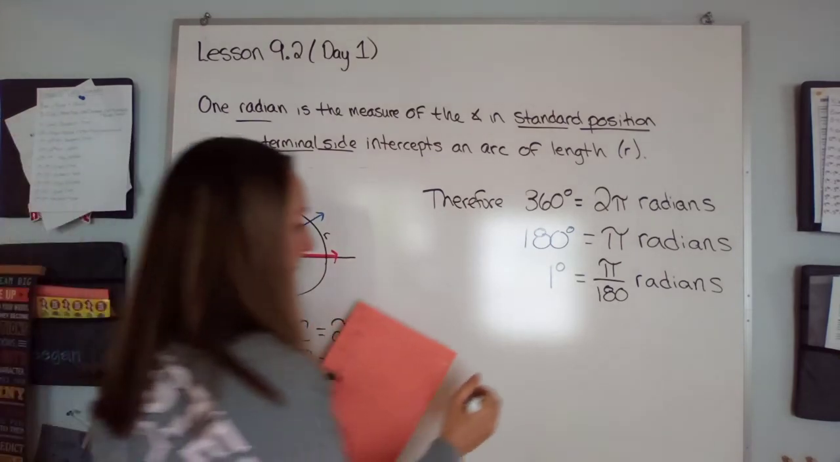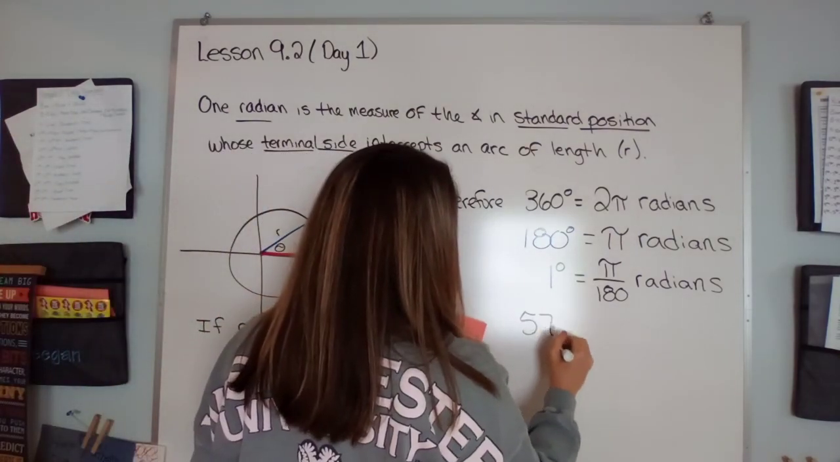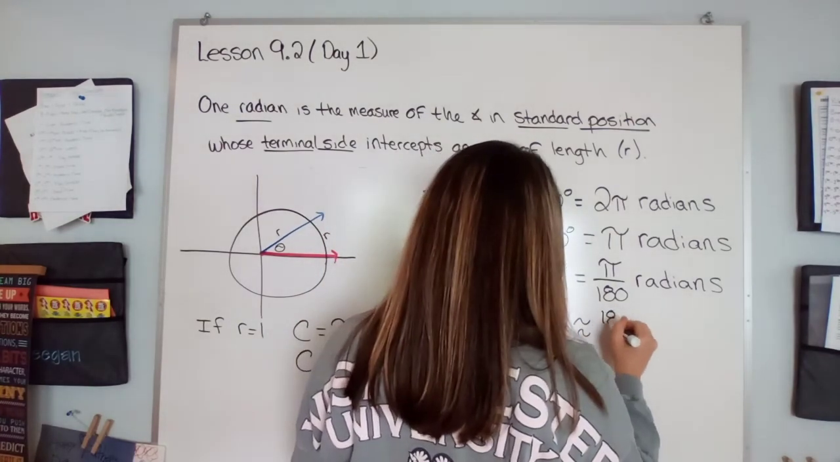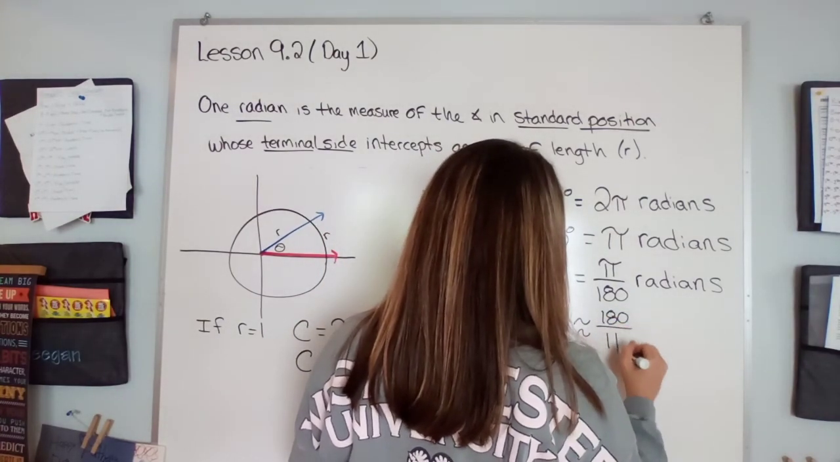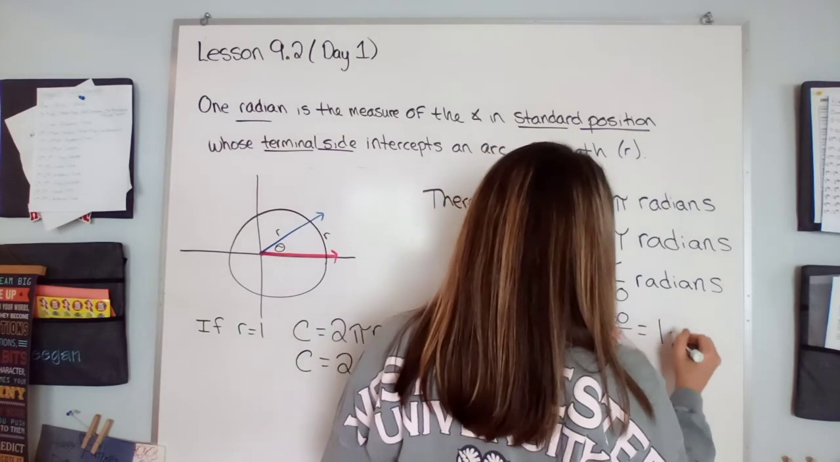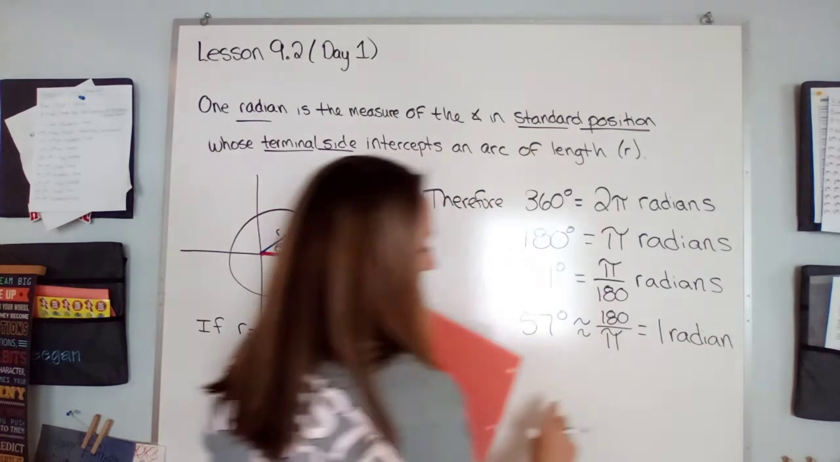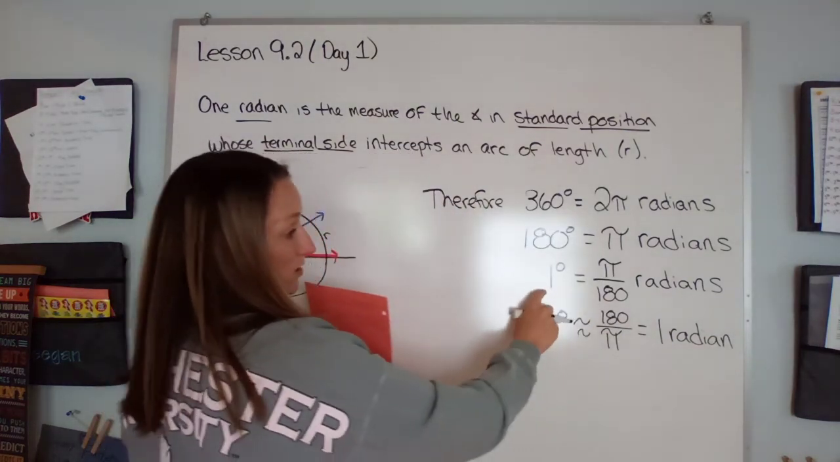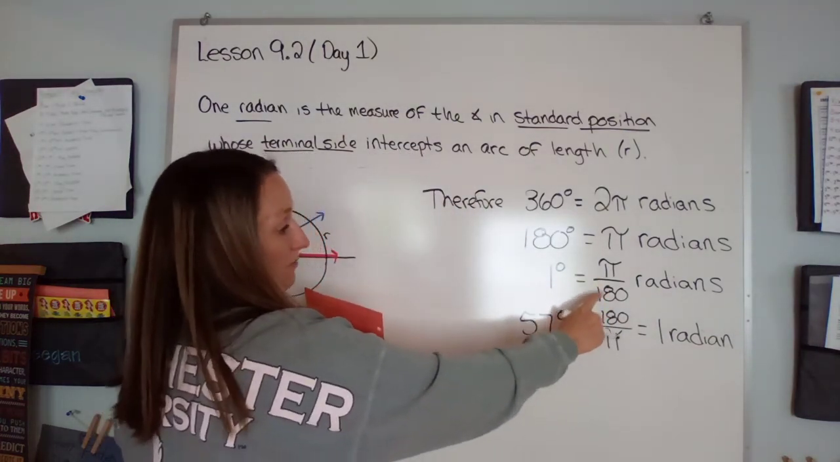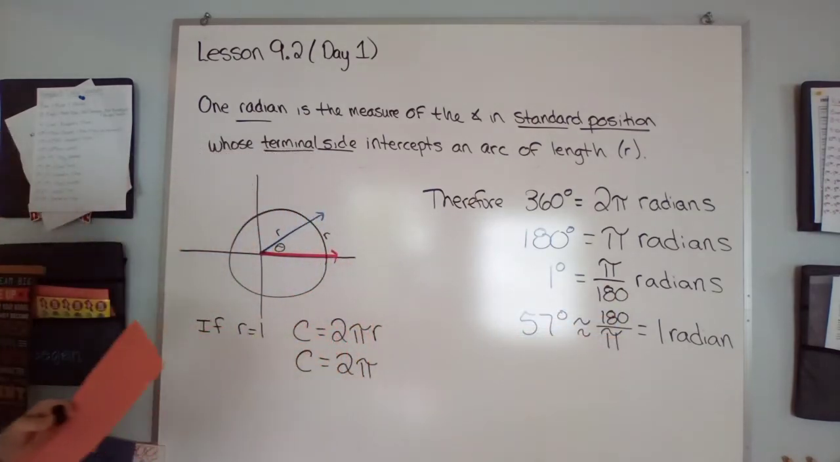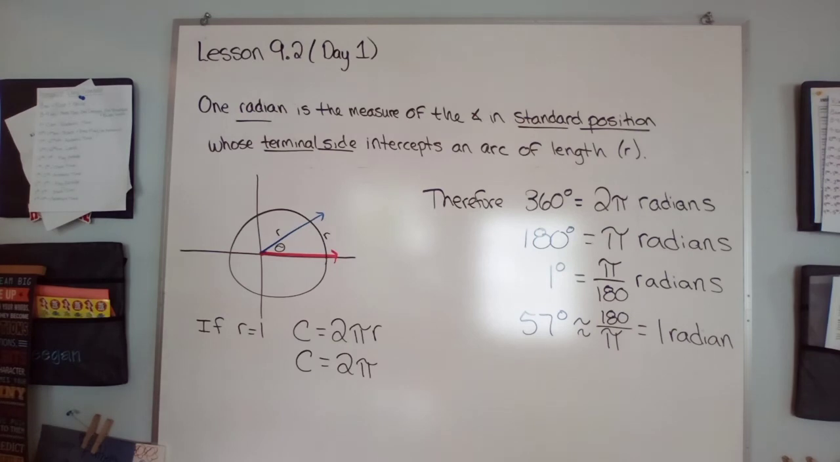And then finally, 57 degrees is approximately 180 over pi, which is 1 radian. We don't really use this fact very often, but it's good to know. If 1 degree is pi over 180 radians, then we should also know that 1 radian is equal to approximately 57 degrees. Okay? All right, so now we're going to convert from degrees to radians.